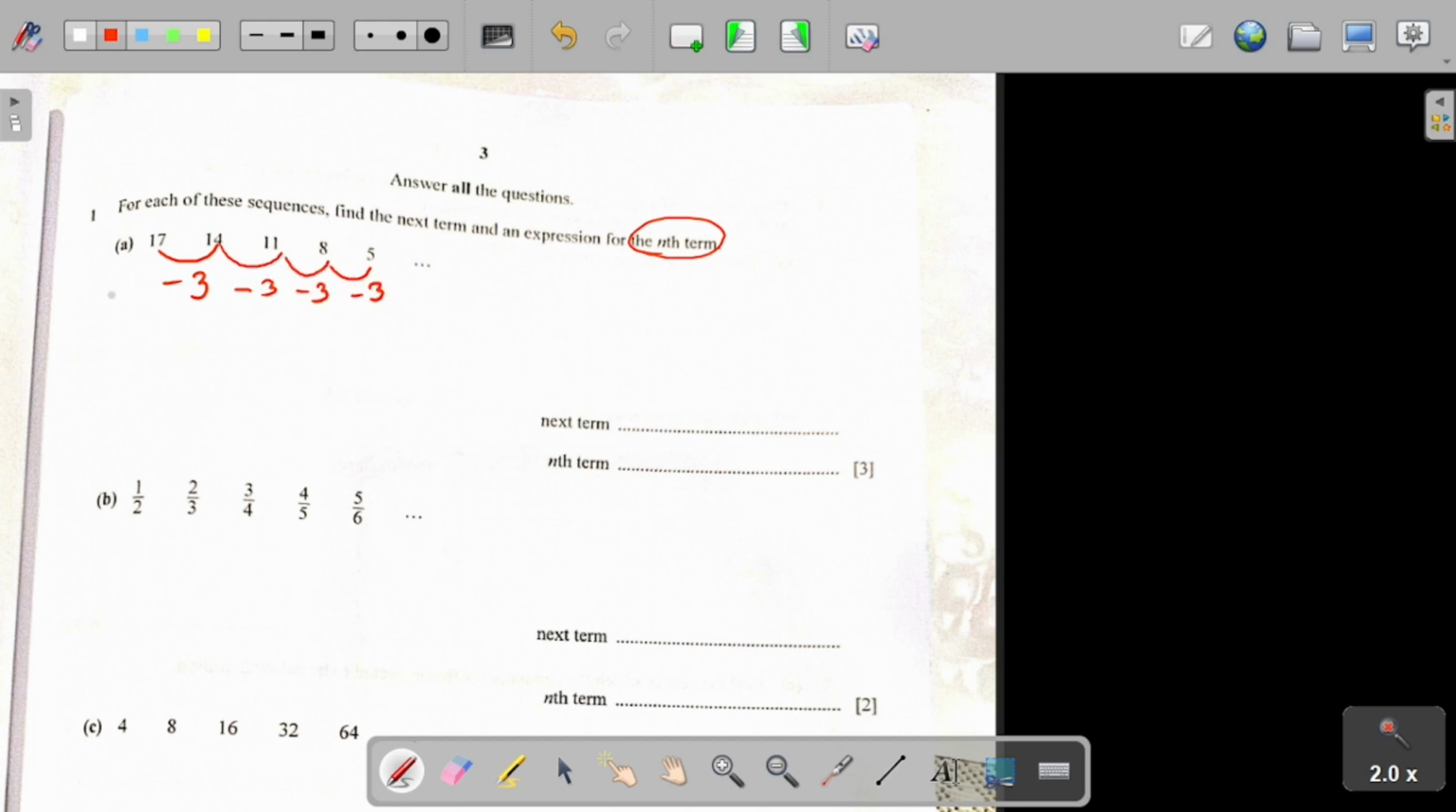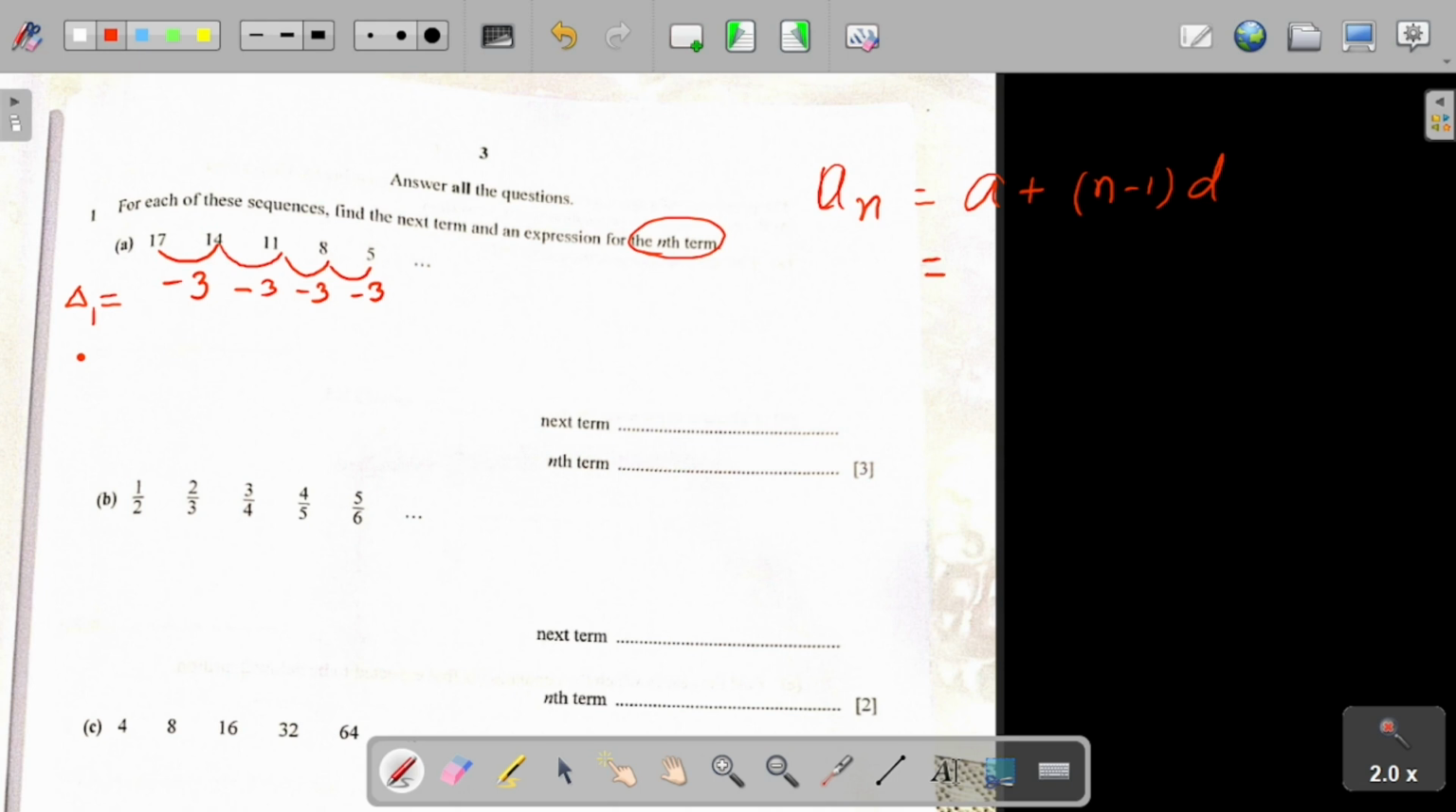Since the first difference of the consecutive terms is going to be constant, this is a linear sequence, right? You know the formula for this linear sequence, that is a_n is equal to a plus (n minus 1) times d.